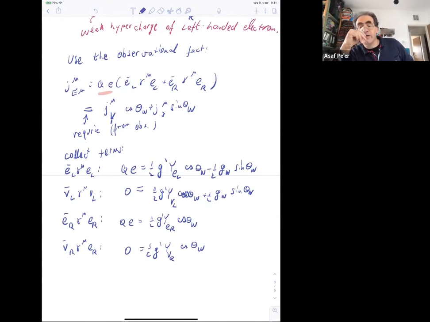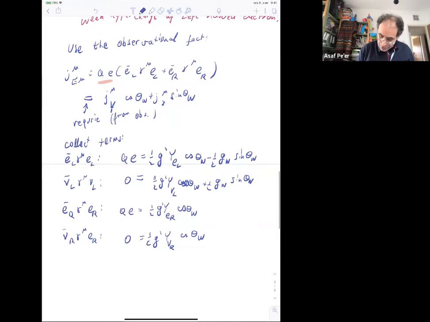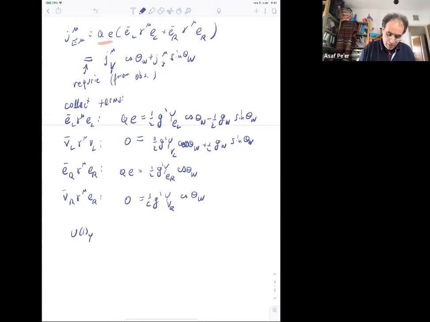Now we have the relation between the coupling E and the couplings of the weak interactions, G weak and G prime, the coupling of the hypercharge. So basically the unknowns are G weak, G prime, and the Ys, the Y E L, Y E R. The Y neutrinos, we don't need them. So we basically say that the combined gauge symmetry of the electroweak sector, U1 hypercharge Y and SU2L, you write it down as U1 Y times SU2L.